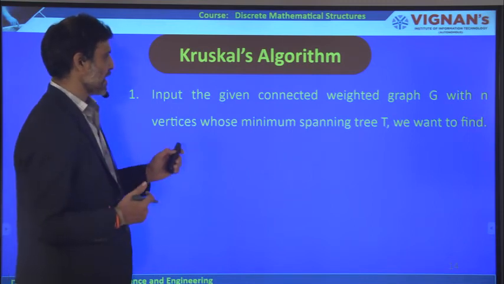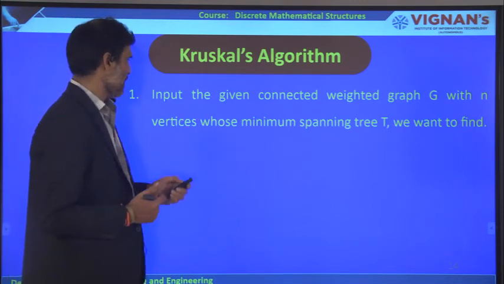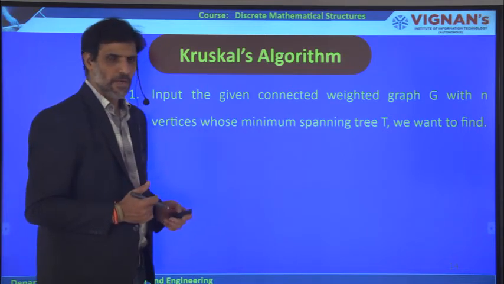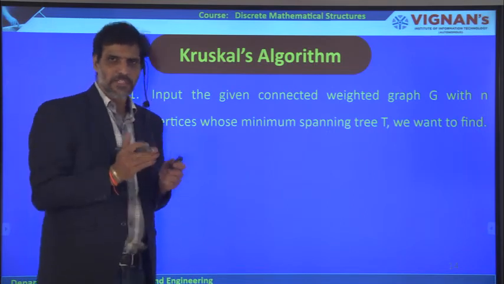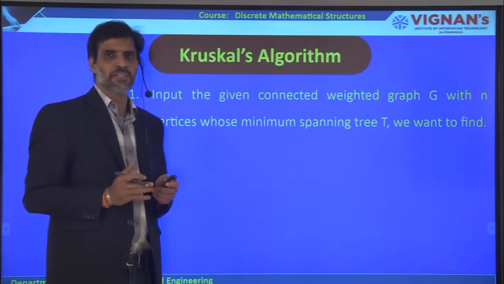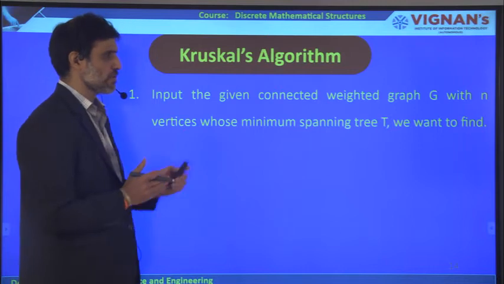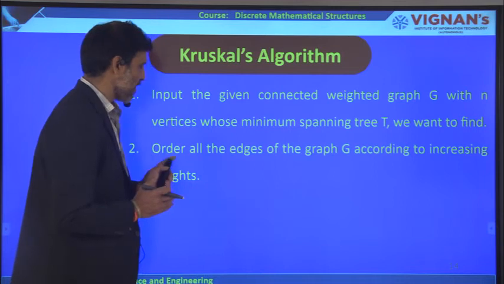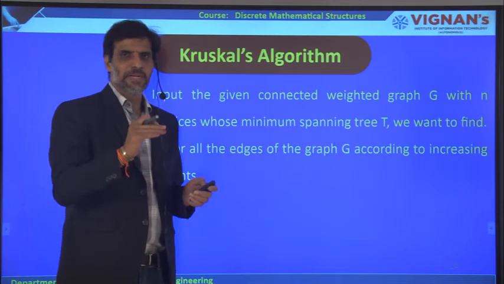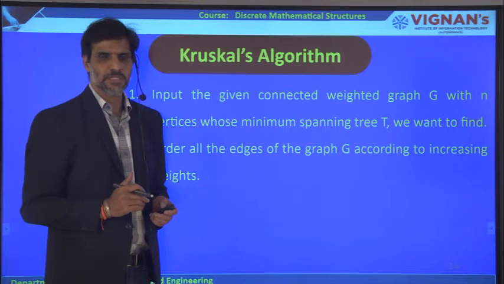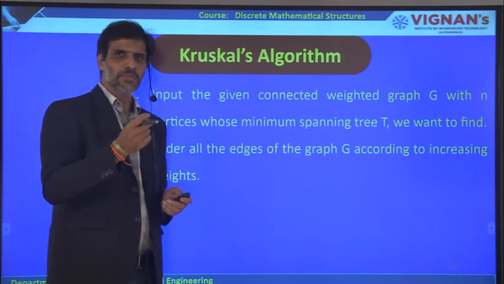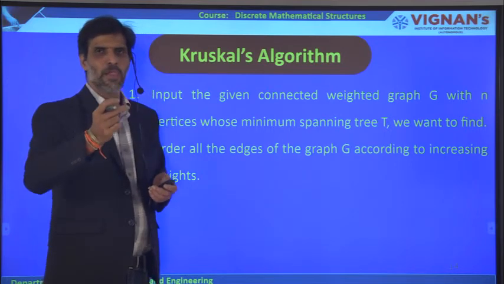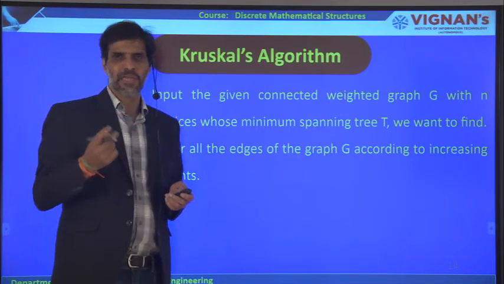Input: the given connected weighted graph Z with n vertices, whose minimum spanning tree T we want to find. Whatever graph is given, first you need to take the number of vertices of the given graph. That is the input you have to take. Then order all the edges of the graph Z according to increasing weights. In a given graph with particular weights, you order each and every edge of the given graph from a small value to a bigger value.